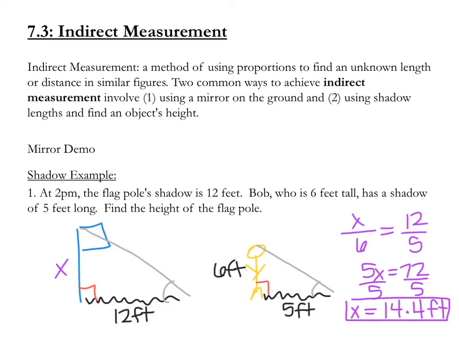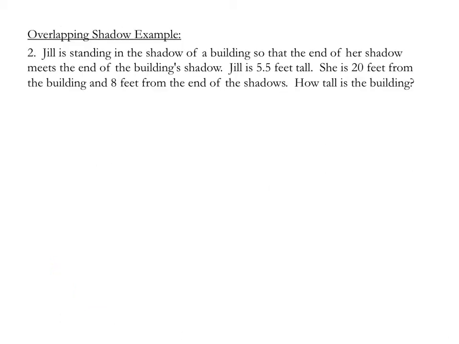Alright, let's try another type of example. Each problem we're going to do is a different type of example. Alright, so this problem is a little bit different. It's an overlapping shadow problem. So you're literally going to have somebody standing inside of the other shadow. So what you have to realize here is the picture is going to get drawn differently.